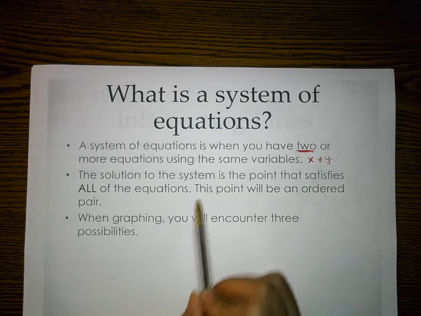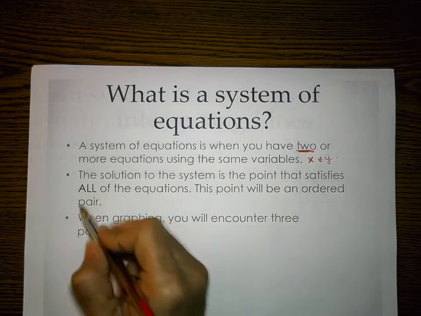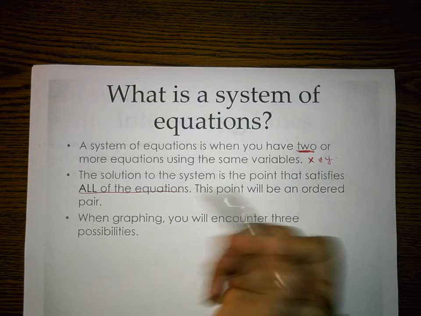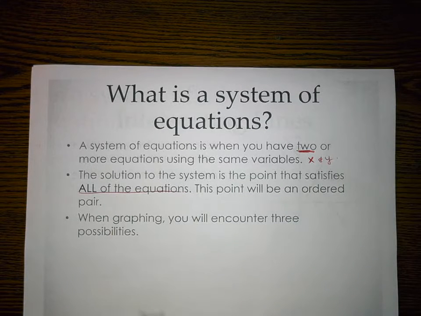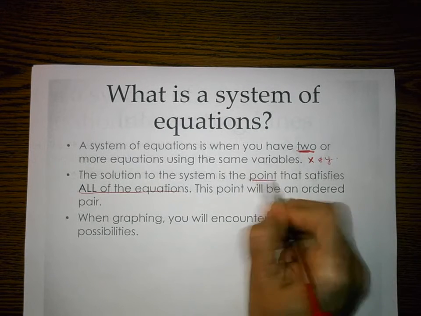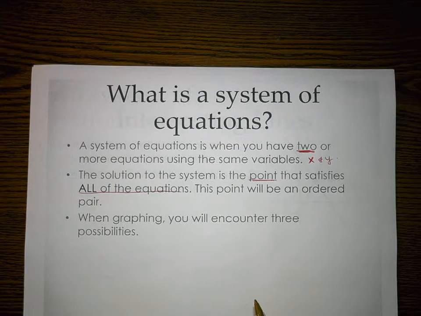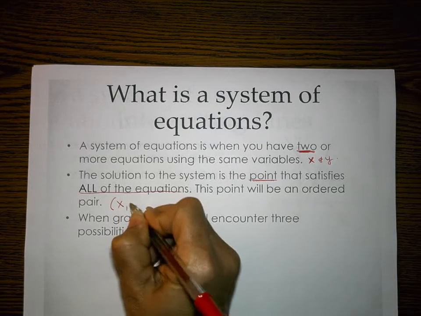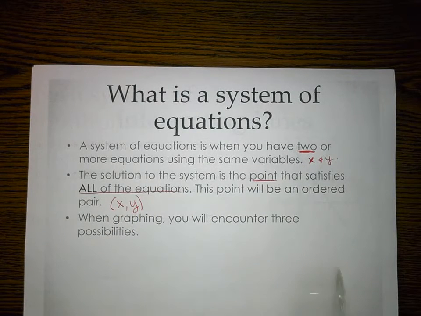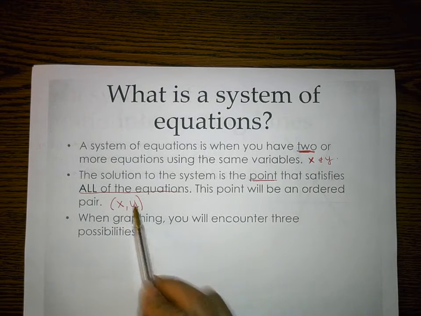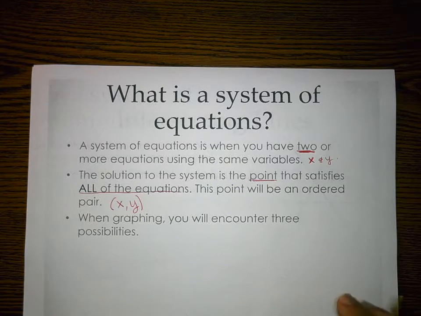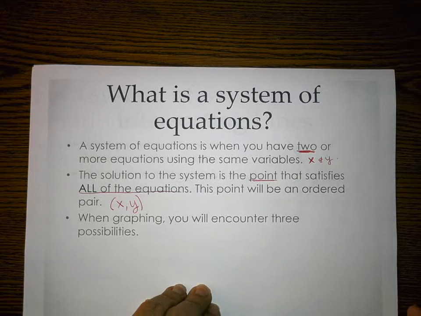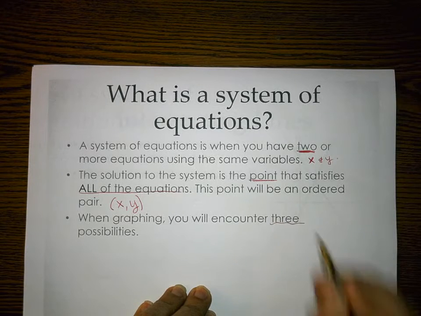The solution for this system is the point that satisfies all of the equations, which in this case is both equations, since there are only 2. Because it's a point on your graph, it's going to be an ordered pair, x comma y. That's what we're looking for: a point where these 2 lines meet. Graphing will be one of the ways we're going to solve it. But when I graph it, there are 3 possibilities, 3 things that could happen.